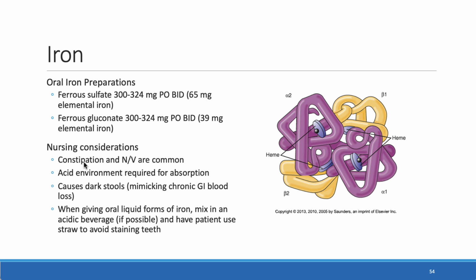So when we give oral iron, remember you need an acidic environment for it to be taken up. Remember that it can cause dark stools, right? So it may mimic chronic GI blood loss by itself. So make sure you ask the patient, if you see black stools, do you take iron? And they'll say yes. And then you'll know that we don't really know if it's blood or not. You'll have to heme test it.